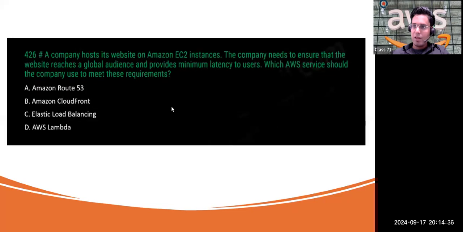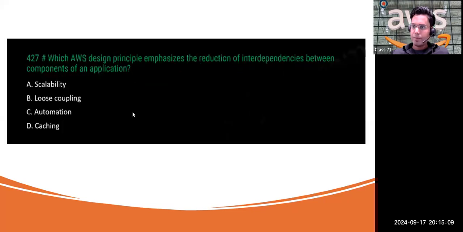Okay, a company hosts its website on EC2 instances. The company needs to ensure that the website reaches a global audience and provides minimal latency. So what do you think? Now they're talking about minimum latency and global reach. So this is for a DNS service. Elastic Load Balancer just balances the load across all EC2 instances. Lambda is a serverless function. So this one is remaining, CloudFront. Which AWS design principle emphasizes reducing dependency between components of the application? Same, loose coupling.